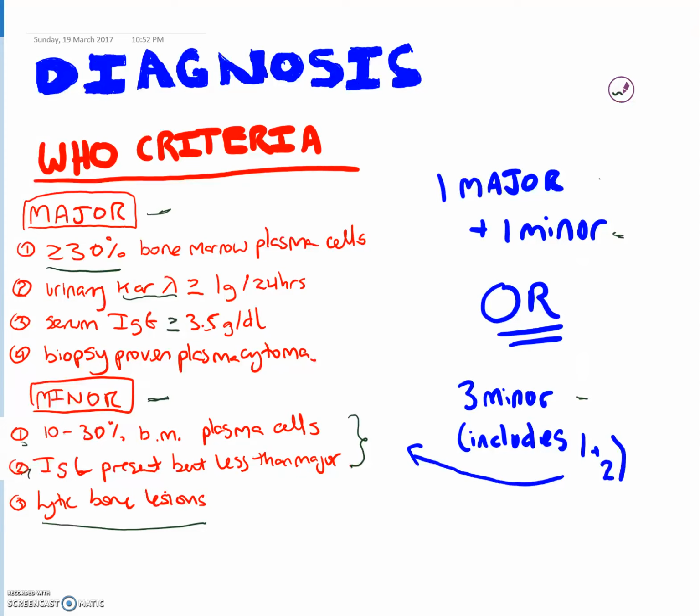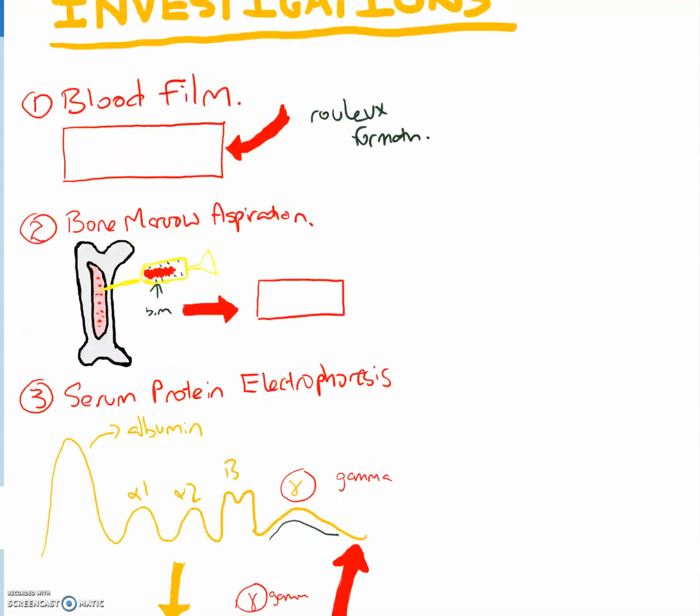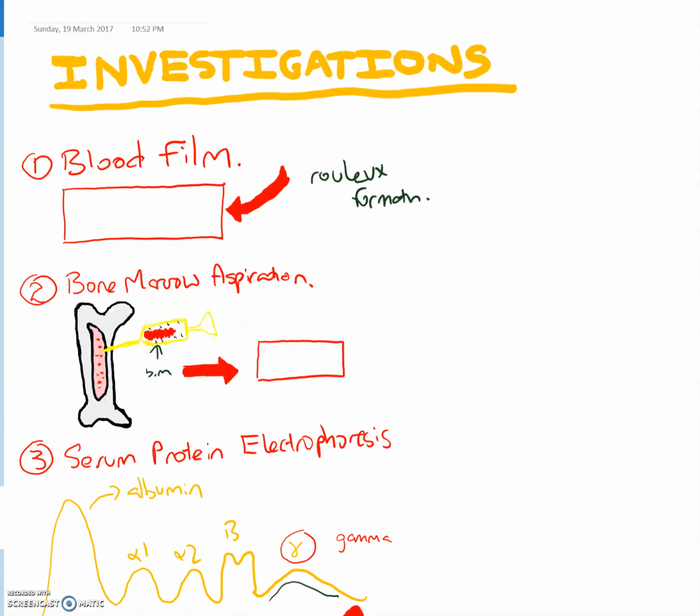Now, what investigations could we use to diagnose multiple myeloma? Well, first of all, we could use a blood film. When you do a blood film, the major feature of multiple myeloma is something we call rouleau formation. It will look like something like this. The red blood cells clump on top of each other, forming like a little line. They sort of stick to each other, and this is due to protein interactions. So this is a characteristic of multiple myeloma, rouleau formation.